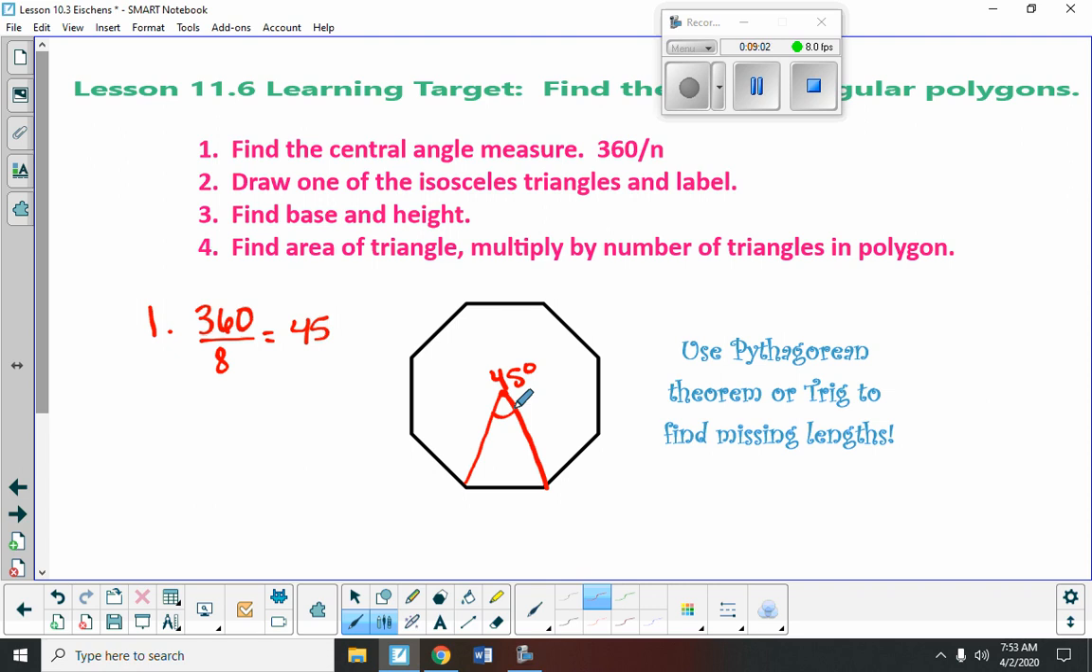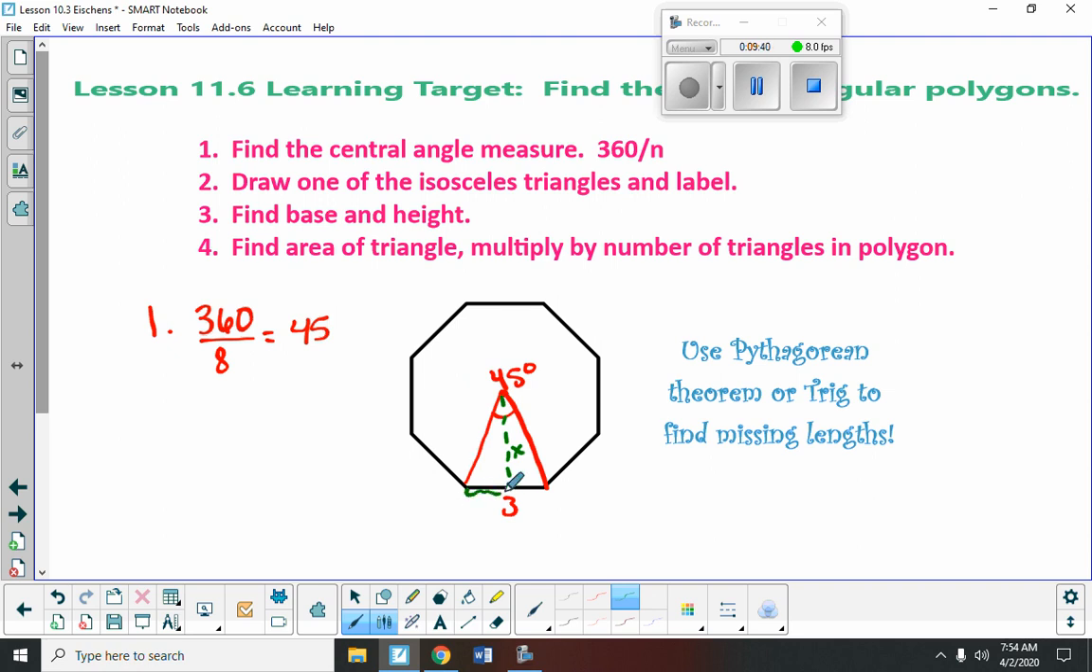Now what do we have to do next? Find the base and the height. In this problem, we weren't given any length, so let's say that they told us this side was 3. I'm giving a little more information, because at this point we wouldn't have enough. This gives us the base, but we have to figure out the height of that triangle, so I'll call that x. We're going to find the area of one triangle and multiply it by 8, because there are 8 congruent triangles.